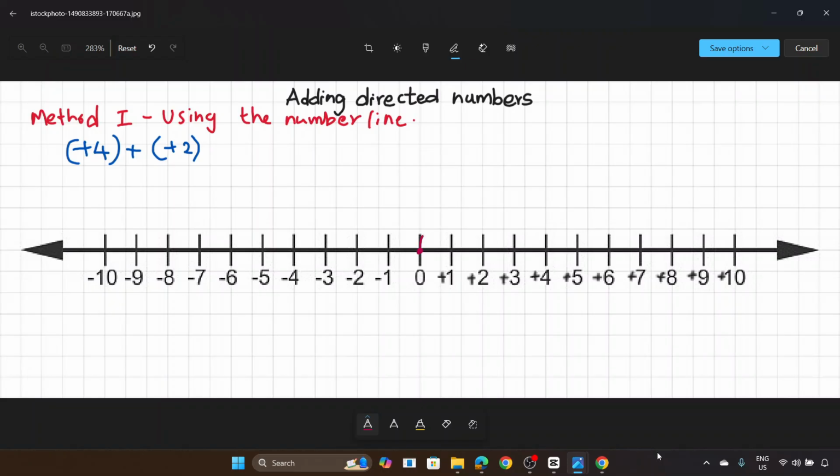So you have to jump how many places? 4 places to the right because the sign is positive. Then we are now on positive 4. How many more do we have to add to this positive 4? Another positive 2. Positive. So again you have to go to what side? To the right side.